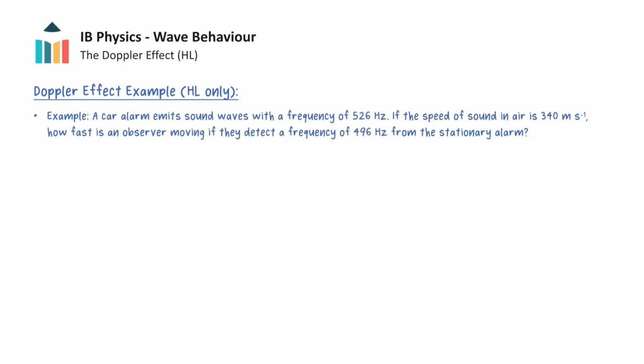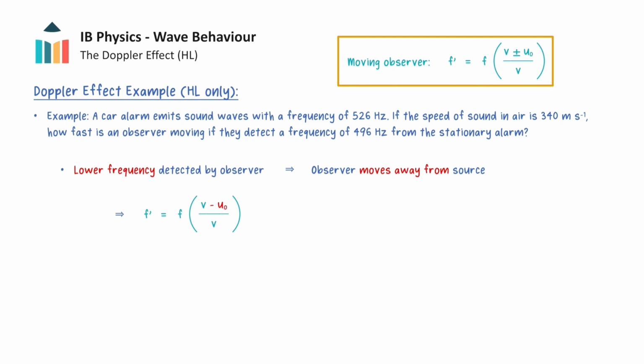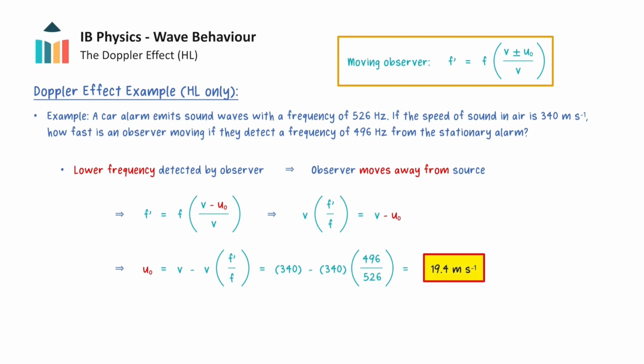In this second example, we have a stationary source of waves, and we need to determine the velocity of the moving observer using the moving observer Doppler equation. Since the observer detects a lower frequency, they must be moving away from the source, and a lower frequency is obtained by subtracting the observer velocity in the numerator of this equation. We can now rearrange this equation to make the observer velocity the subject, and then substitute in the known values. This then gives a velocity of 19.4 meters per second away from the car alarm.